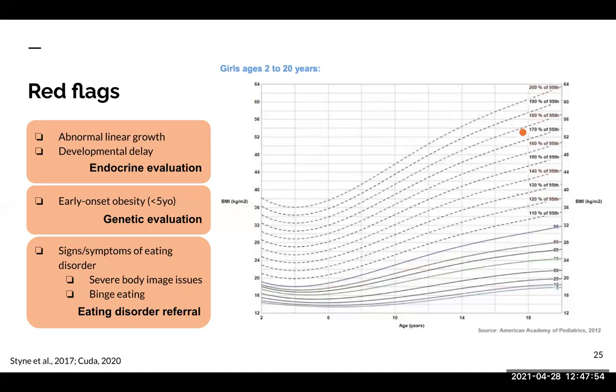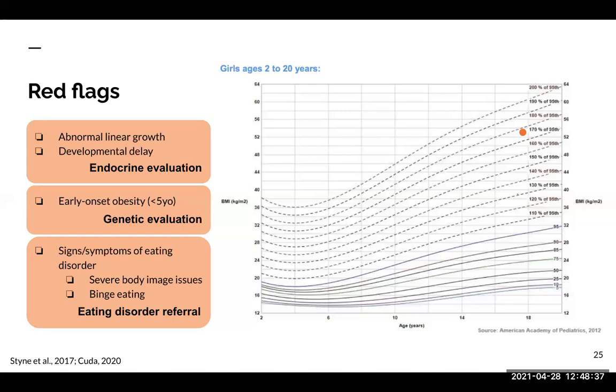For those kids who have early onset obesity, so kids who go above the 95th percentile earlier in their life, before the age of 5, they have a higher likelihood of having potentially a monogenic obesity syndrome, something like a leptin deficiency or POMC mutation, and they would potentially be candidates for genetic testing to see if there's a treatment to address that early. And then this is my personal bias. Any signs or symptoms of an eating disorder or severe body image issues, binge eating, I would send them to an eating disorder clinic just because I don't feel comfortable managing that necessarily.